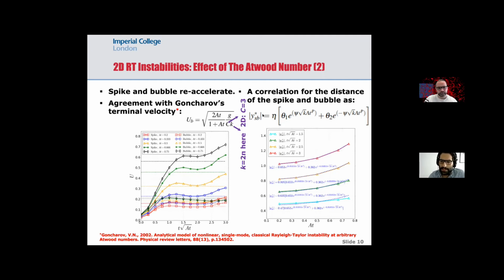On the right, you can see this correlation, which we came up with, which relates the vertical distance of the spike and bubble versus the Atwood number. For example, at different times, you can see that this correlation predicts the DNS data very well. Although it has 4 parameters, if you look here, the difference is only in eta, which is the adjustment parameter. So this correlation can predict this vertical distance very well.